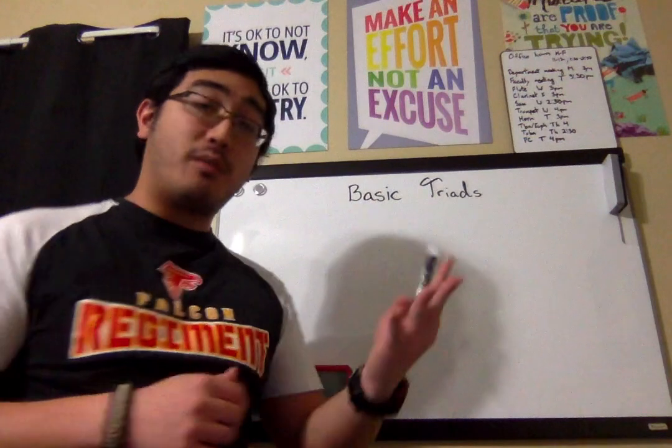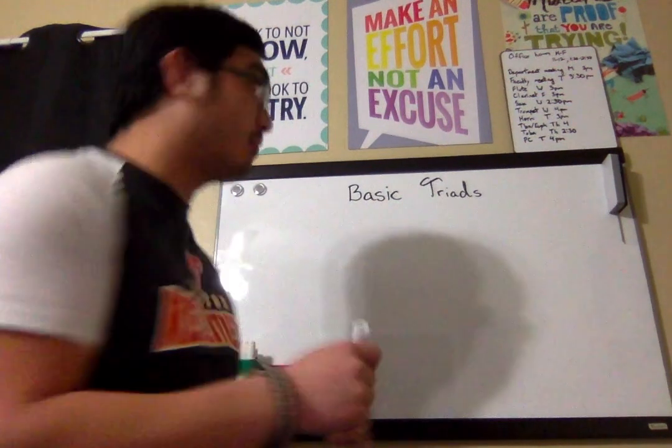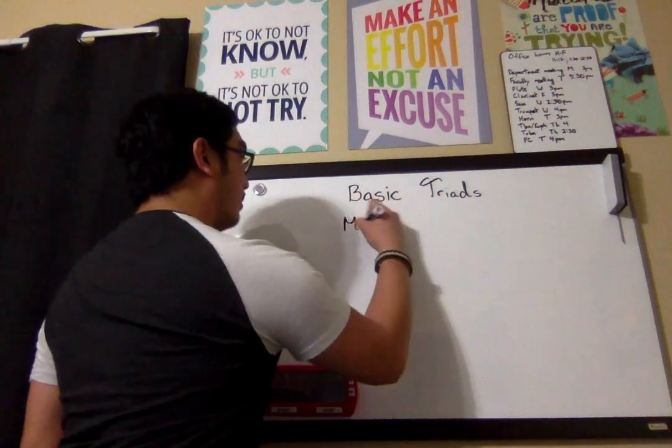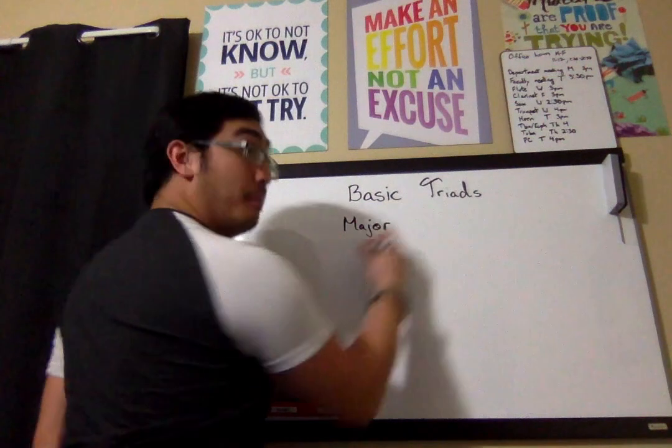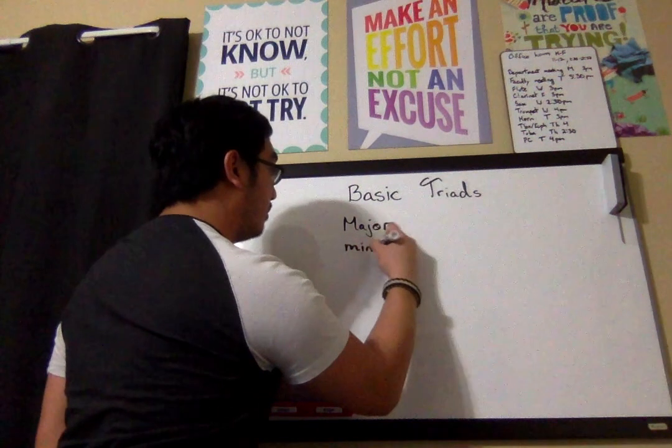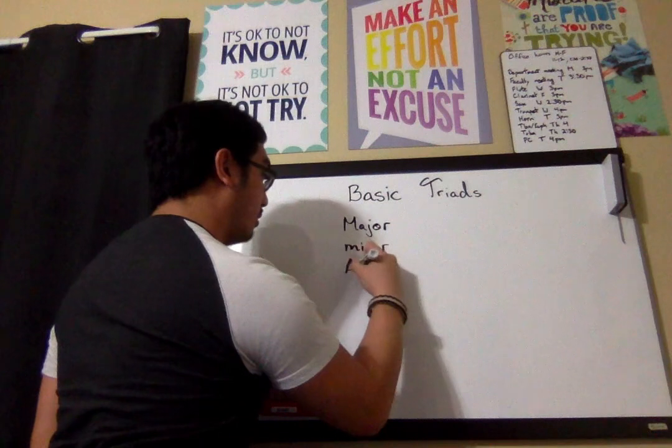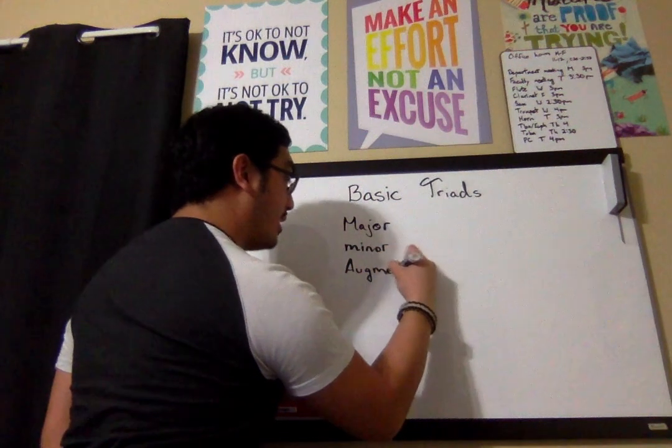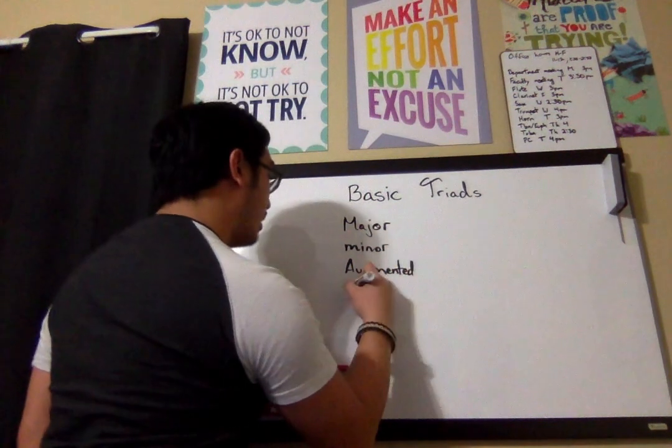So there are 4 basic triads that we're talking about. Major, minor, augmented, and diminished.